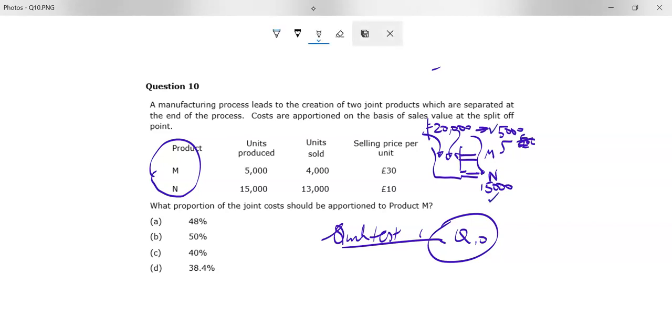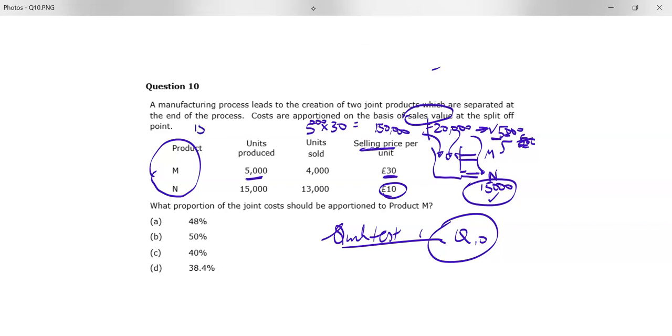That's one way. Another way is splitting it on their sales value. So the sales value of these 5,000 units is 5,000 units times the 30 pounds selling price, which is 150,000. And the sales value of these 15,000 units, because they're at £10 each, is 15,000 times 10, which is 150,000.